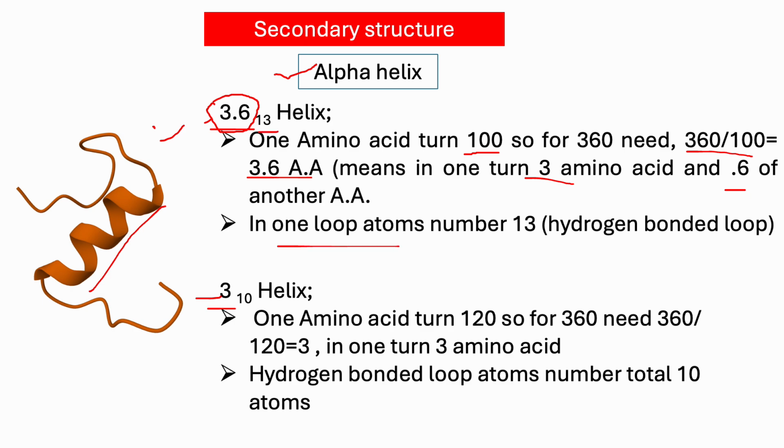In each hydrogen bonded loop, we know a hydrogen bond is built between the CO and NH functional groups. So in each hydrogen bonded loop the total number of atoms is 13. I will show it later. In the case of the 3 10 helix, again 360 divided by 3 is 120. That means each amino acid turns 120 degrees to complete this turn, and the total number of amino acid residues in one turn is 3. And what is the number of atoms in the hydrogen bonded loop? Ten. Yes, so here the hydrogen bonded loop atom number is 10.